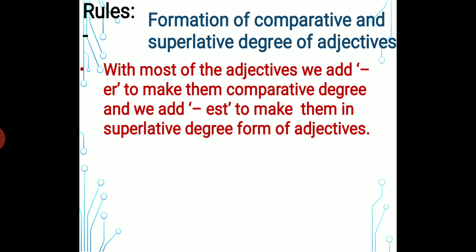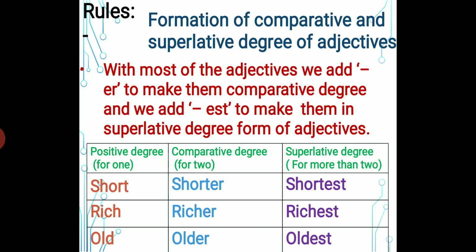Let's see the table and understand how we add er to make it a comparative form and add est to make it a superlative form. First is positive degree, second is comparative degree, and third one is superlative degree. Here, just look at the table. Three columns are there.